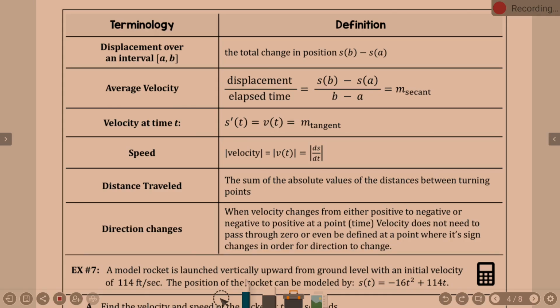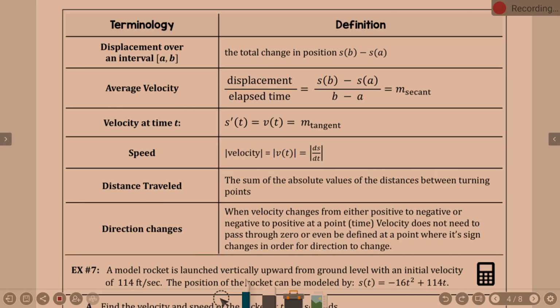Speed, we talked about this one the other day, is the absolute value of velocity. Speed does not have direction or sign. It's just speed. Distance traveled is the sum of the absolute values of the distances between turning points, so that is adding up all those steps. And direction changes: when velocity changes from either positive to negative or negative to positive at a point, velocity does not need to pass through 0 or even be defined at a point where its sign changes in order for direction to change. Okay? So, some good chart information to reference that can help you along.